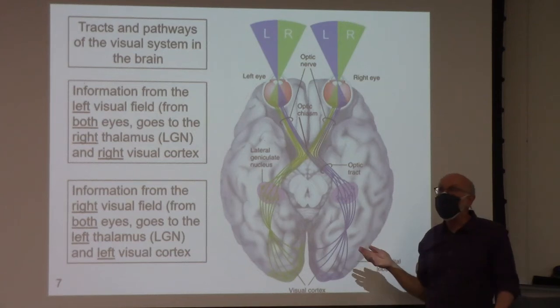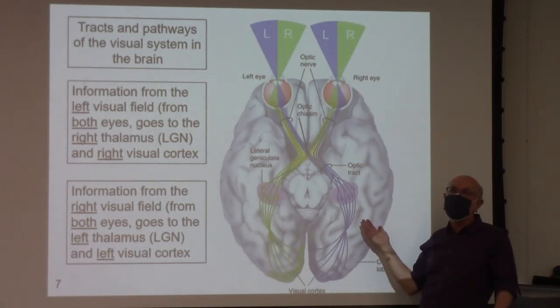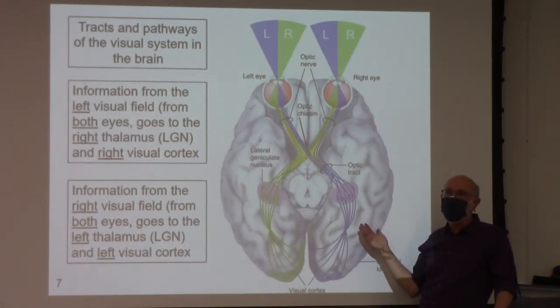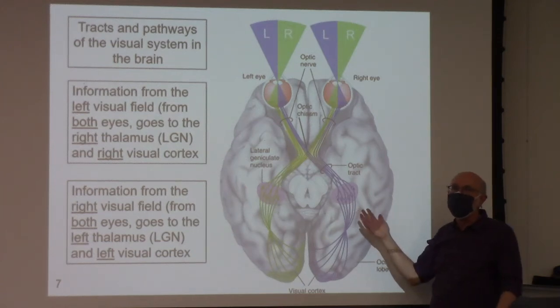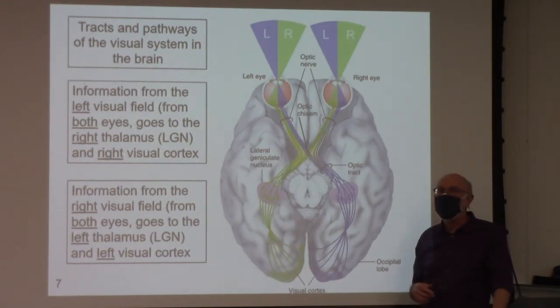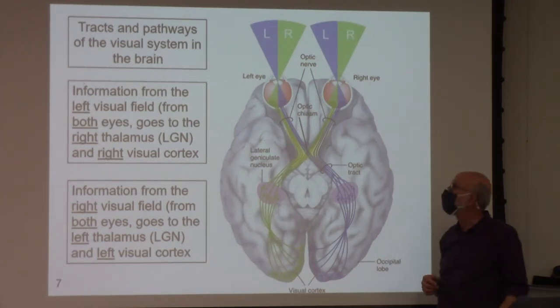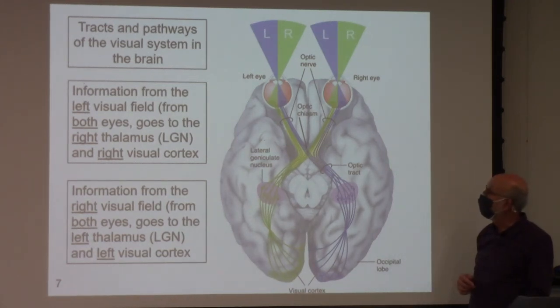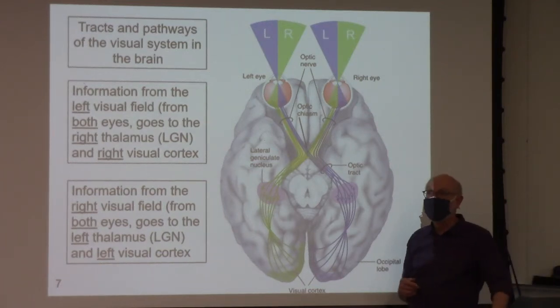So my recommendation is to be able to reproduce this image from memory. If you can reproduce this image from memory, you can figure out a problem that I might challenge you with in terms of which thalamus is getting the information, which lateral geniculate nucleus. Okay?